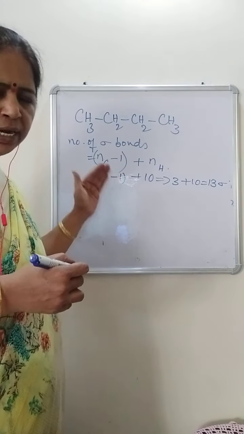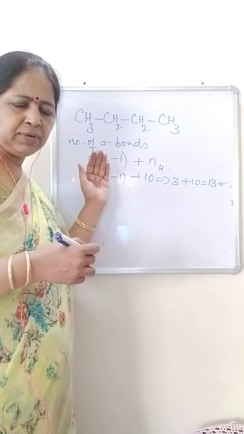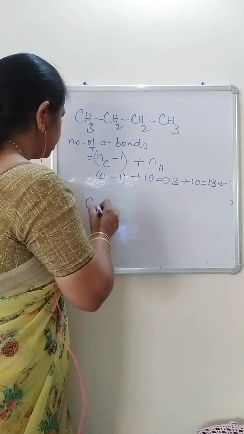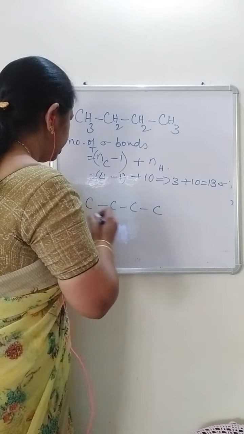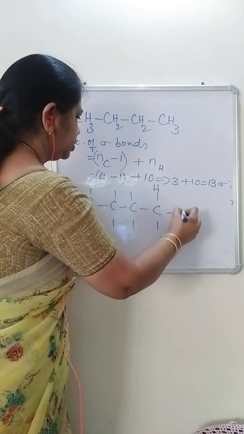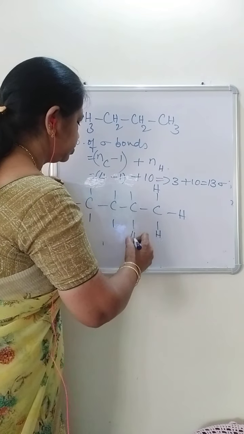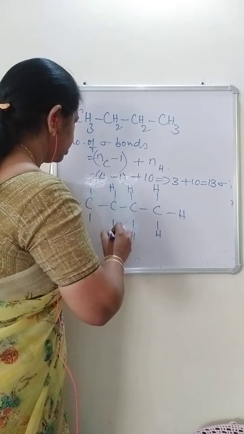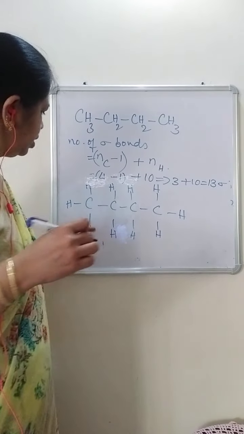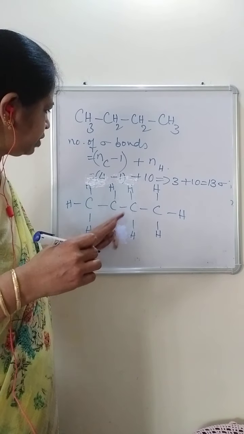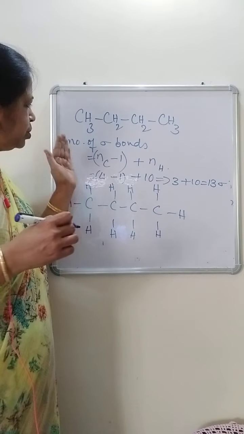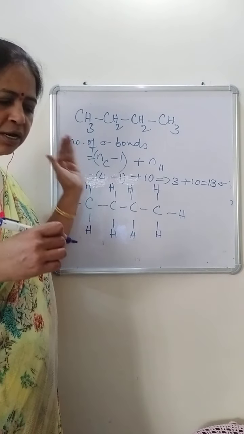Now let us draw the entire expanded structure of this one and find out whether it is correct or not. See, 4 carbon atoms and all the hydrogen atoms. One, two, three, four, five, six, seven, eight, nine, 10, 11, 12, 13. 13 sigma bonds are present. So by using this formula, we can easily get the number of sigma bonds.